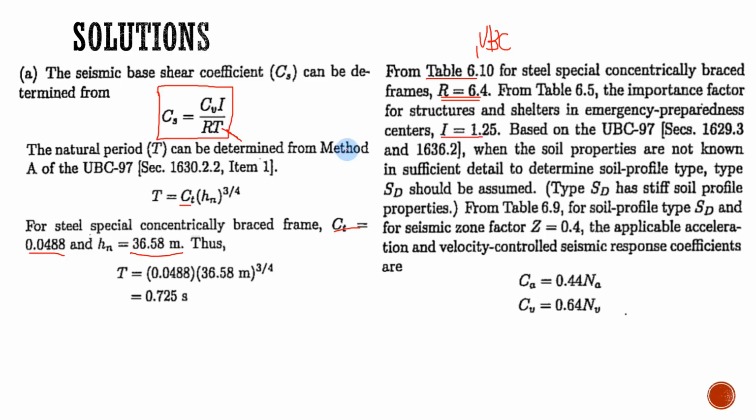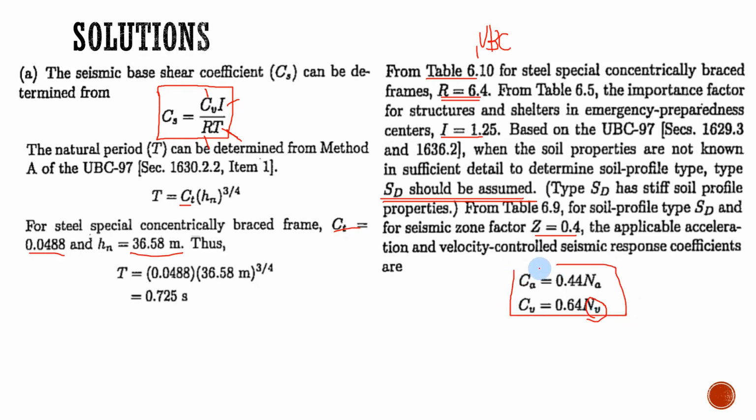So it falls under essential facility, 1.25. Then since the soil profile type is not determined, it is better to assume that our soil profile type is SD. Okay, so we have R, T, I, then for CV, we need NV. To get NV, we are also required to have the seismic zone factor Z. Then just look at the table, guys, right?